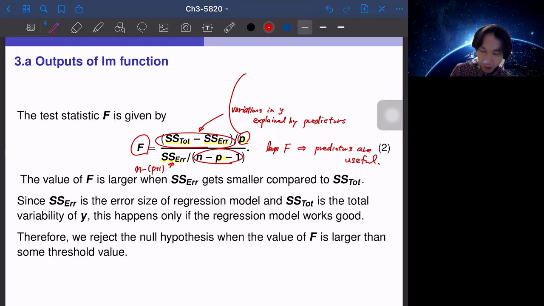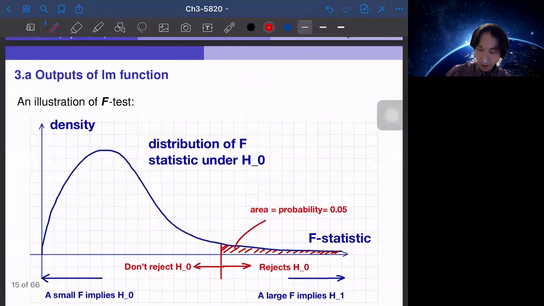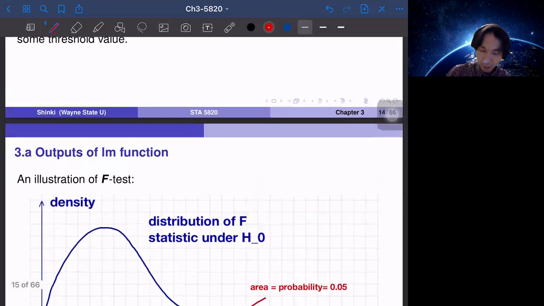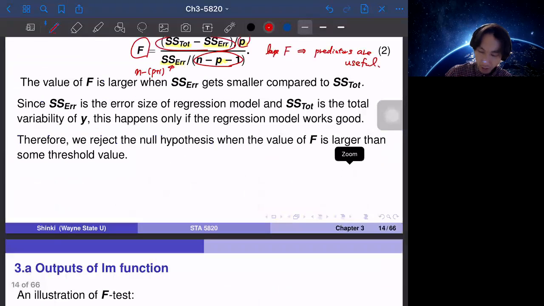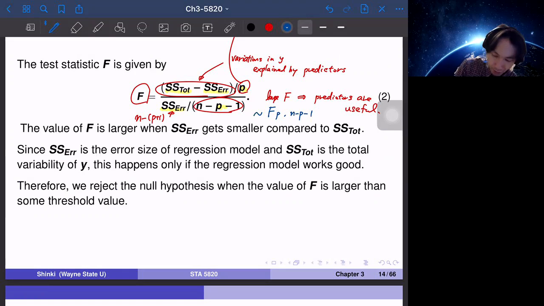Yeah, so we should reject the null hypothesis if F is large. And how large? Actually, this F statistic follows the F distribution. It doesn't mention it here, but this F statistic follows an F distribution with degrees of freedom p and n minus p minus 1.